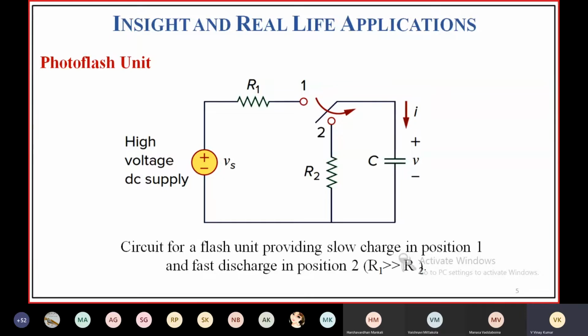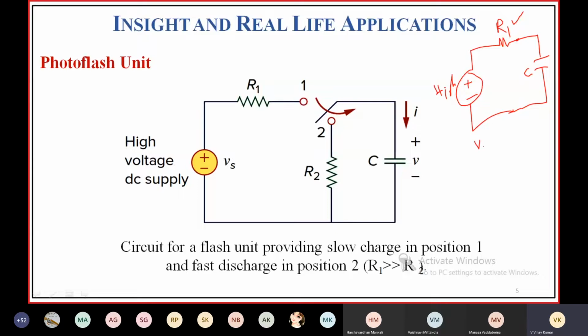Initially, this will be the circuit. Initially the switch is in position 1. Let R1 be the resistance of this resistor, which is a somewhat large value. Here we apply a high voltage. When the switch is in position 1, this capacitor gets charged with the applied voltage.